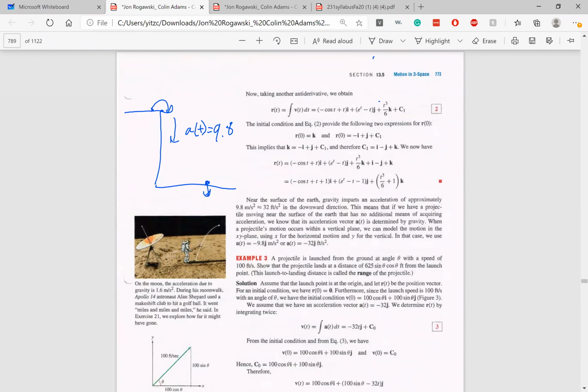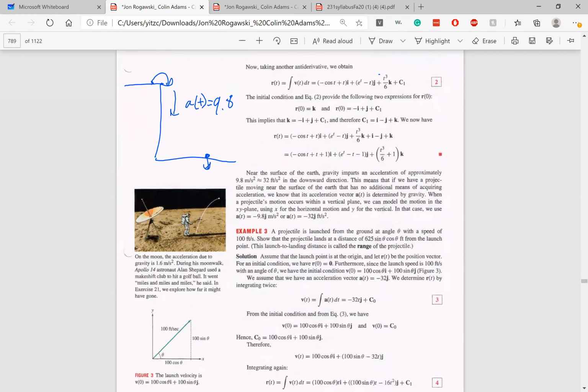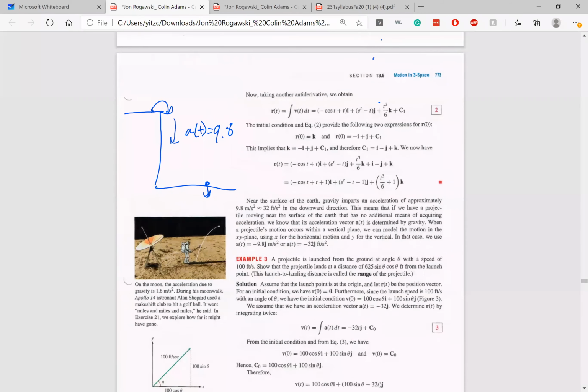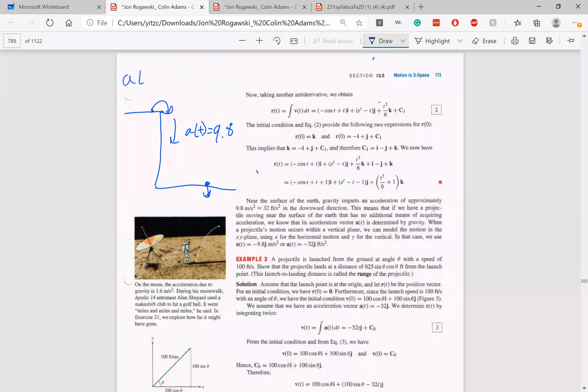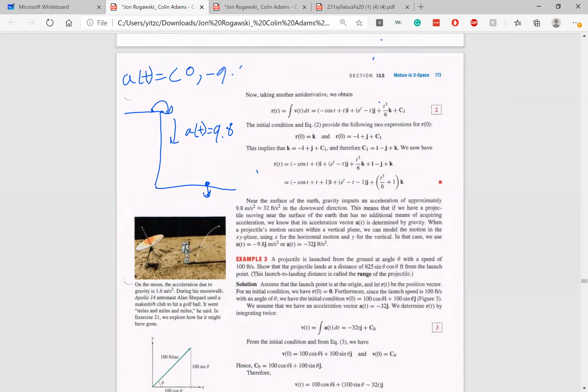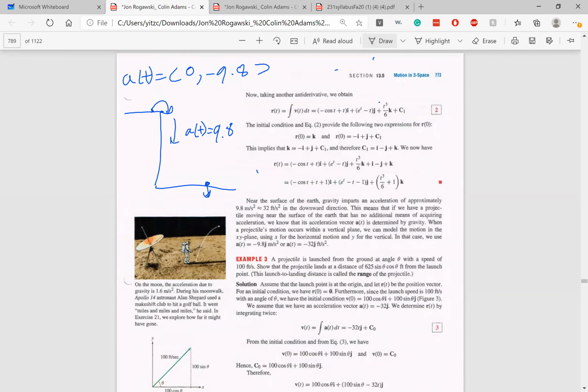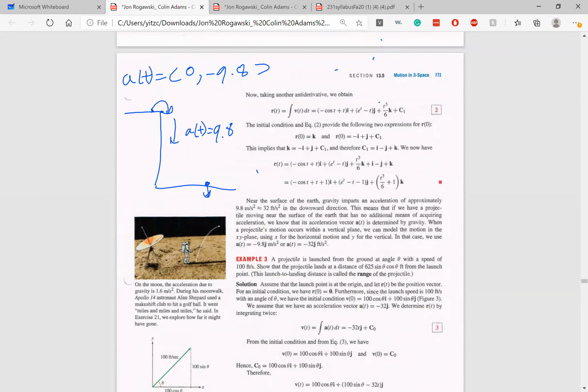When a projectile in motion occurs within a vertical plane, we can model the motion in the xy plane using the k. So they're basically saying, okay, let's imagine that we're only in 2 coordinates. And that would mean that our acceleration at this point, our a of t, which we were looking at before, there won't be an x part, and there would be a negative 9.8 y part. Okay, and then they say, so now this is the question.